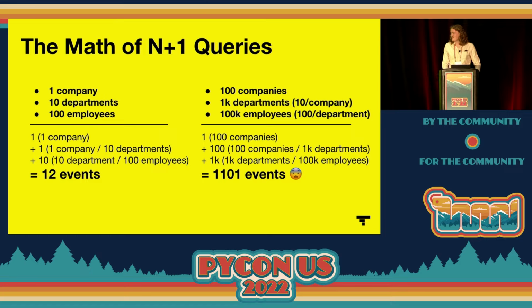The math of this gets pretty intense. So in a really, really simple model, let's say we have 1 company, 10 departments, and 100 employees. We're looking at about 12 of these events that get fired off over the network. That's no big deal. You don't have to worry about that. That's not going to ruin anybody's day or get them called at midnight on pager duty. Where it does come into play, say we have 100 companies. At each company, we have 10 departments, and at each department, we have 100 employees. Right? If you're looking at a SaaS platform, this is really small. There, just for 1 query that we ran before, you're looking at 1,100 round trips to the database.